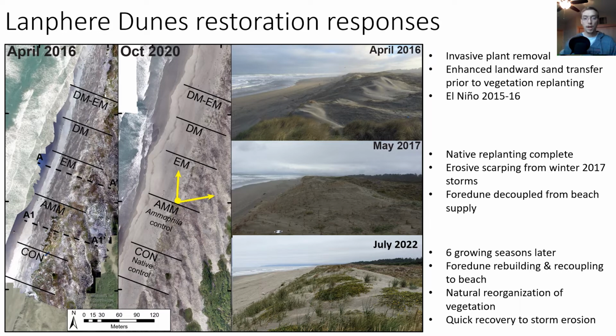And then in July of 2022, 6 growing years later, we see the foredune in the native area had recoupled. It took a lot longer in the invasive area to recouple. We see native vegetation had succeeded and expanded all over the place. And really, this was a great indicator that this project had been successful.